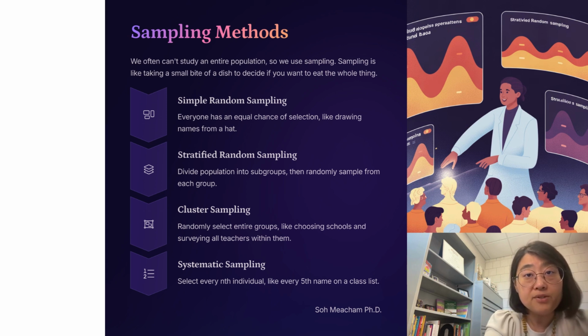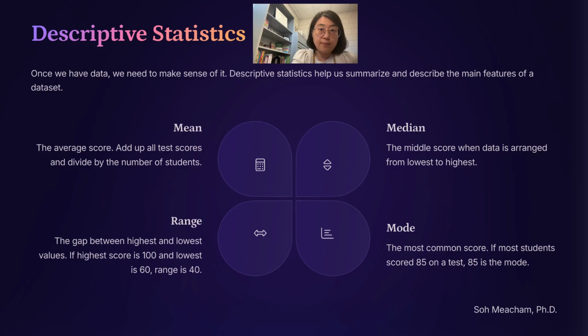Sampling matters because it affects how well your findings apply to the broader population. Random methods are best for representativeness. If your sample is representative, you can generalize your findings to the larger population. Once we have data, we need to make sense of it. That's where descriptive statistics come in.